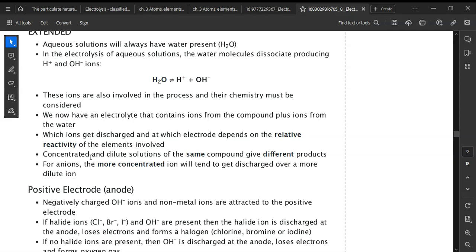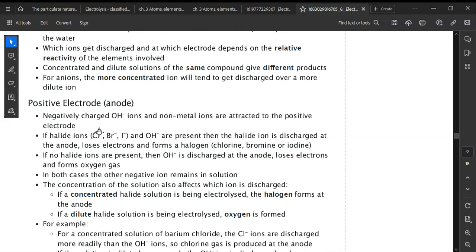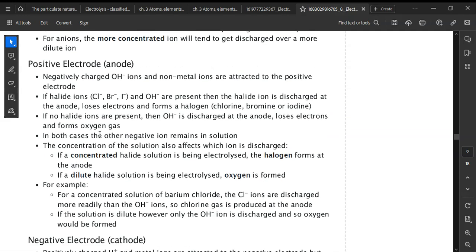Concentrated and dilute solutions of the same compound give different products. For anions, the more concentrated ion will tend to get discharged over a more dilute ion at the positive electrode, or the anode. Negatively charged OH- ions and non-metal ions are attracted to the positive electrode. If halide ions, which are basically halogens in the seventh group, such as Cl-, Br-, I-, and OH- are present, then the halide ion is discharged at the anode. It loses electrons and forms a halogen: chlorine, bromine, or iodine.